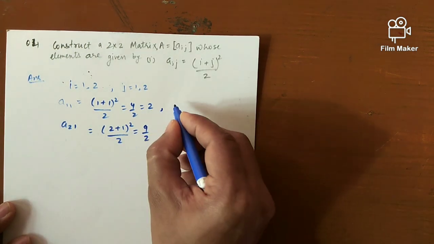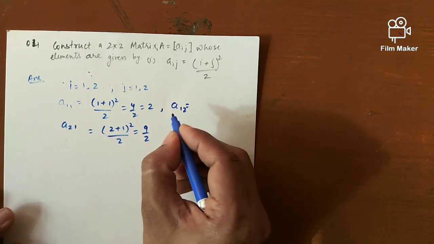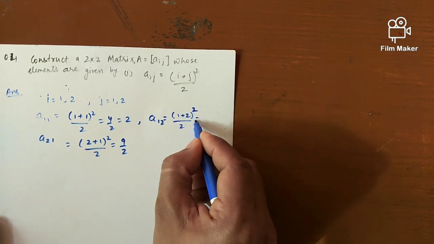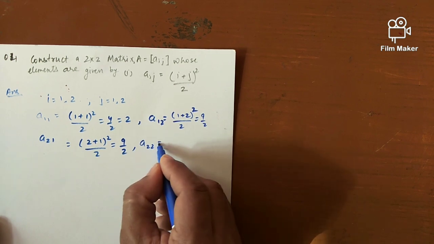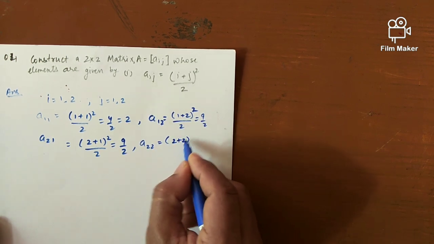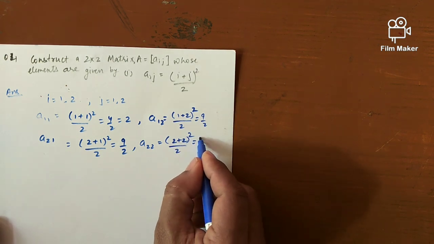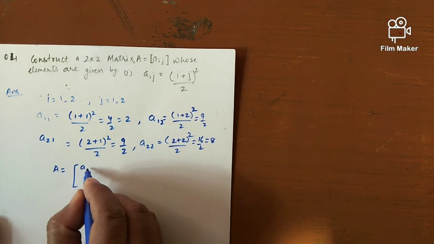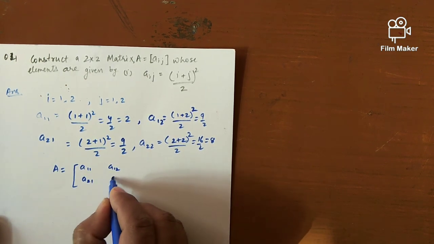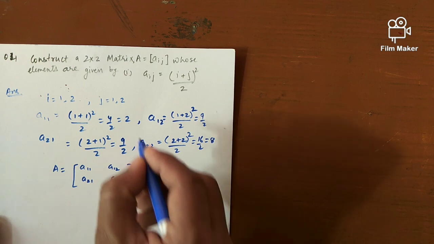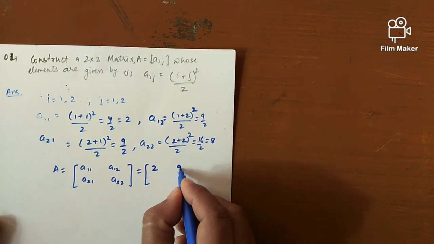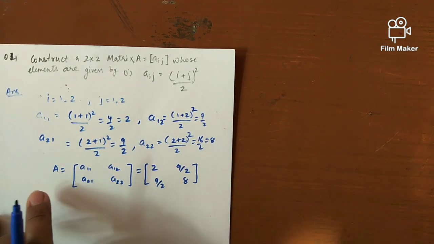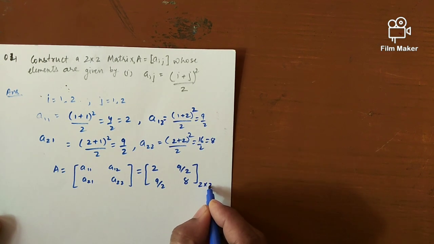Now we come to a12. a12 means (1 plus 2) whole square divided by 2. So this is again 9 by 2. Then a22, this is (2 plus 2) whole square upon 2, which is 4 square, 16 by 2. This is equal to 8. So matrix A can be written now as a11, a12, a21, a22, and we put the values which we have found: 2, 9 by 2, 9 by 2, 8. So this is the matrix that you have found, and this matrix has order 2 cross 2.